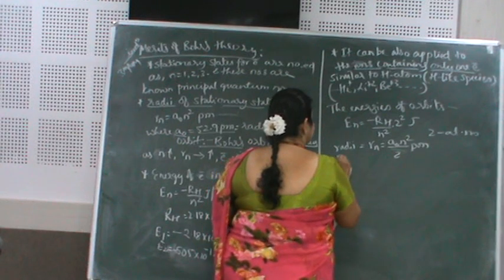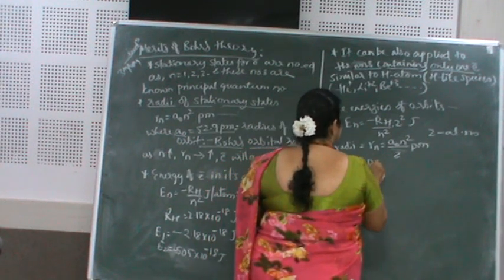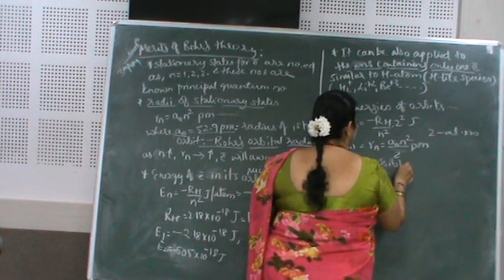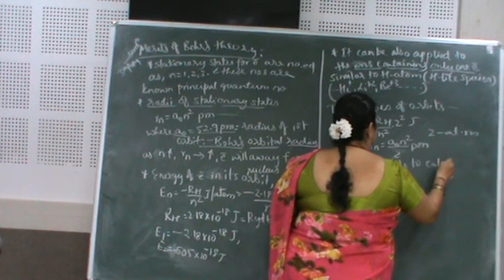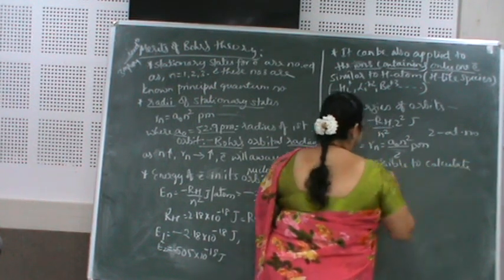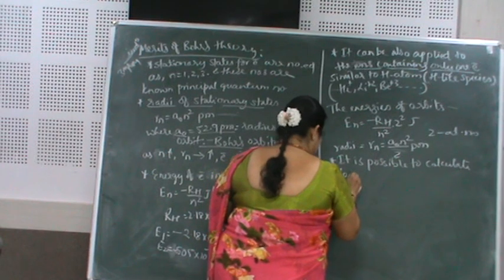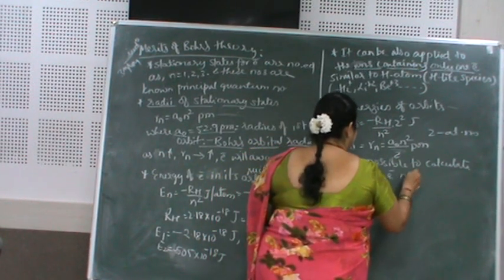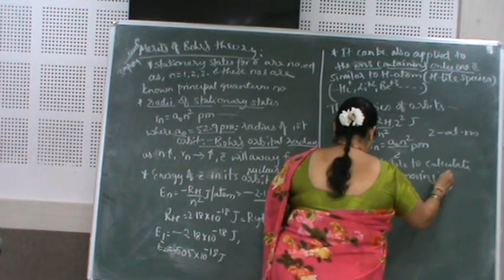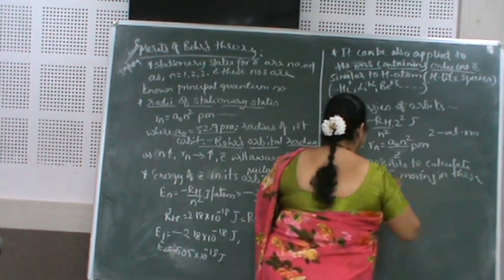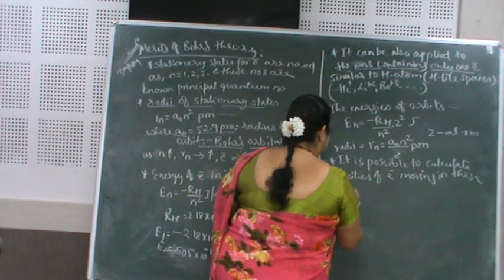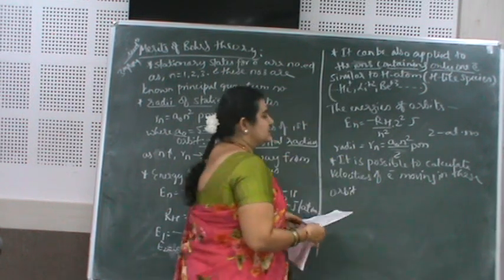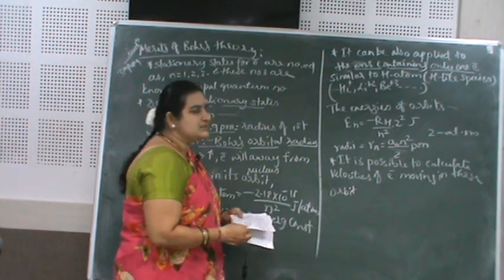It is possible to calculate the velocity of the particles. It is possible to calculate velocities of electrons moving in these orbits. That is, it is possible to calculate velocities of electrons moving in this orbit.